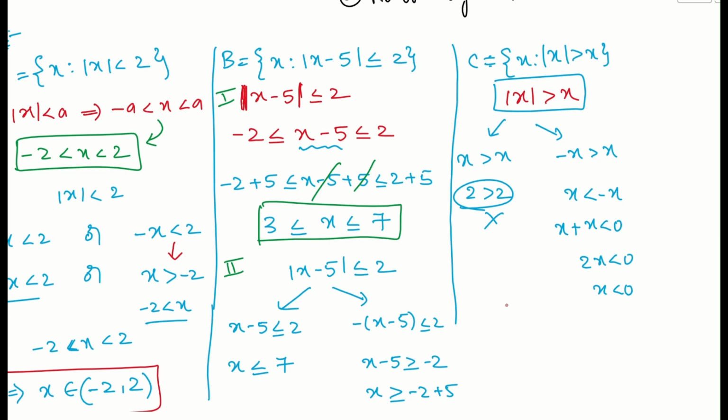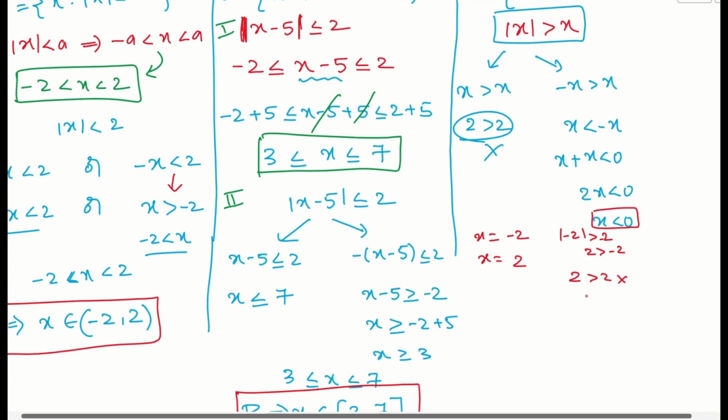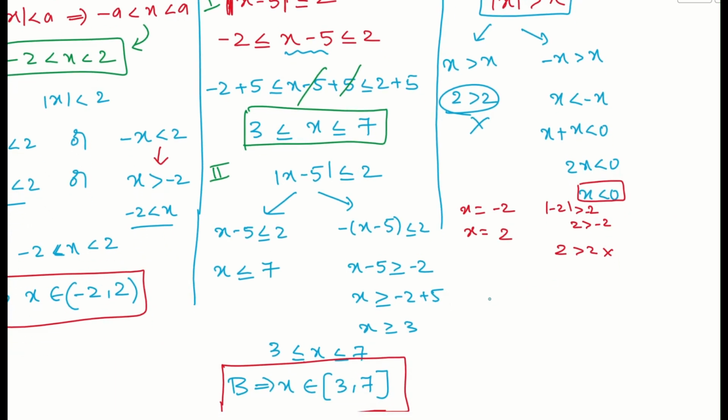Let me give an example. If I take x equal to negative 2 and substitute here, mod of negative 2 will be 2, and 2 is greater than minus 2. If I take positive 2, is 2 greater than 2? No, this is not true. So what are the possible values of x? All the values of x which are less than 0. I can say that x belongs to minus infinity to 0. These are the values of x which will satisfy the given condition.